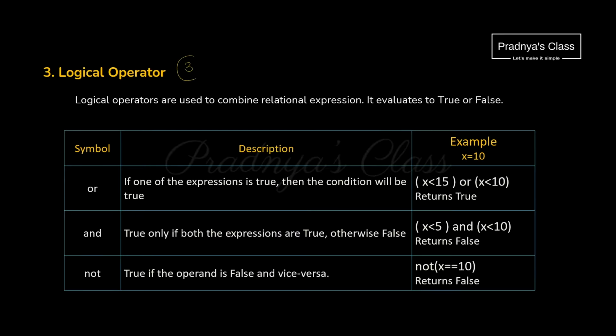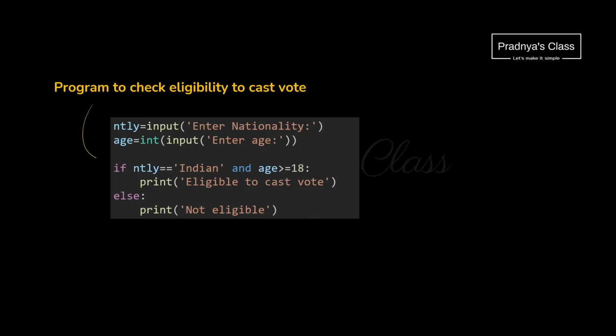Logical operator is the third category. It is used to combine 2 or more relational expressions. These 2 are binary operators but not is a unary operator. It will get applied on a single expression. Look at this example. We want to combine 2 different relational expressions. Then with the help of the OR operator we can do this. This is the first expression and here is the second expression.